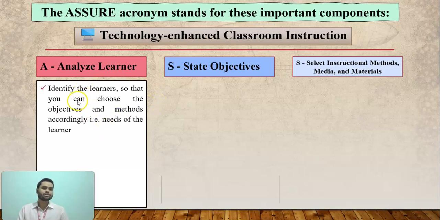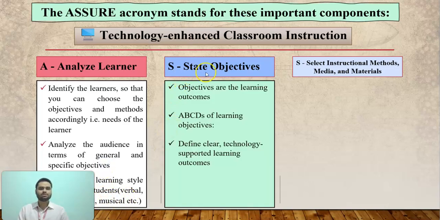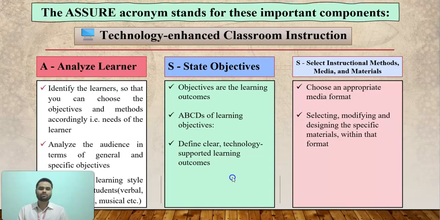So in Analyze Learners, what do we analyze? Identify the learners so that you can choose the objectives and methods accordingly. Analyze the audience in terms of general and specific objectives. Identify the learning styles of the students, logical, visual, and musical. Now, S stands for State Objectives. Objectives are the learning outcomes. ABCD of learning objectives: A for audience, B for behavior, C for conditions, and D for degree. And define clear technology-supported learning outcomes.